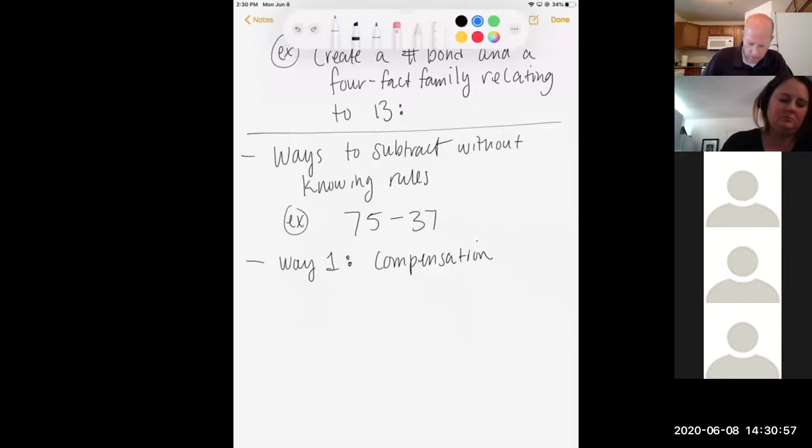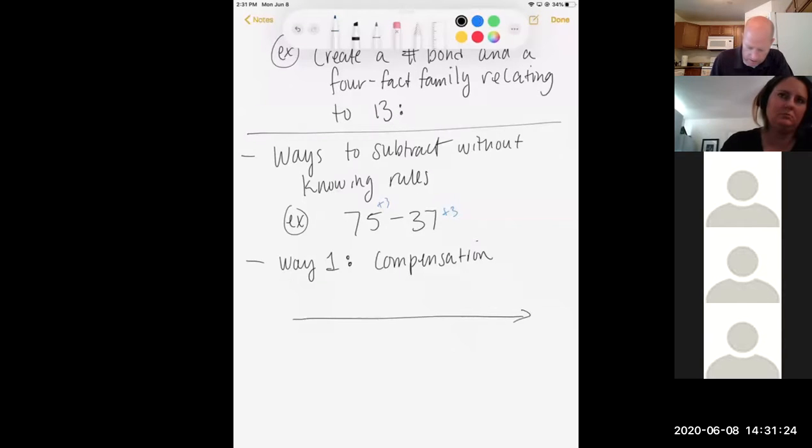Now, why does this work? Why can we do that? And what do we have to do to the first number? In addition, we had to subtract 3. If I added 3 to the 37, I needed to subtract 3 from the first number in addition. But in subtraction, you don't do it. This actually works the opposite, of course, as one might expect. If I added 3 to 37, I would also have to add 3 to 75. Remember that subtraction is a difference.